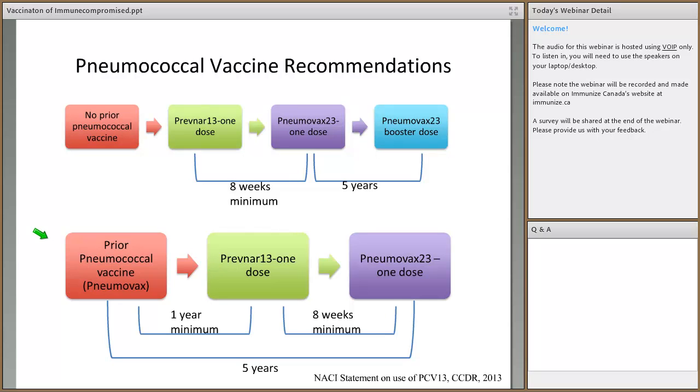Now, the other situation you'll encounter are persons who've had prior pneumococcal vaccine, and this will be essentially the Pneumovax that we've had for many years. In this case, you wait for a minimum of 1 year and can administer Prevnar 13, 1 dose. And after administering the Prevnar 13, they are eligible for another dose of Pneumovax. But there are some time criteria for the second dose of Pneumovax. One is that there needs to be an 8-week minimum between the Prevnar and the Pneumovax, and there needs to be 5 years from the prior pneumococcal vaccine. So both criteria should be fulfilled. And this is a little bit confusing, so I'm happy to answer questions about this afterwards.